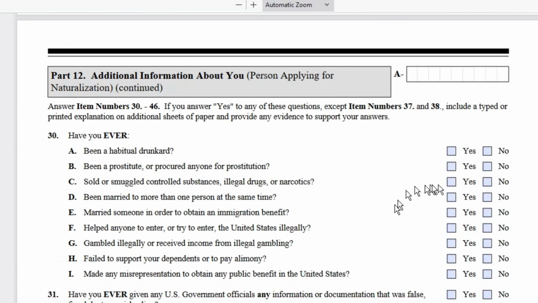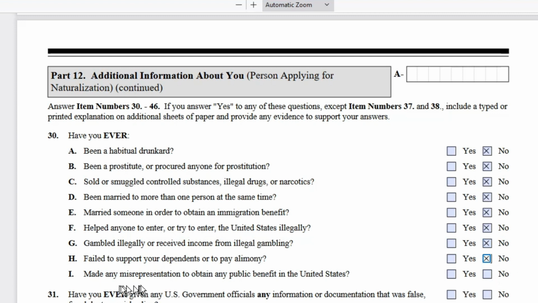Okay, then it asks you, have you been a habitual drunkard? You better not. Been a prostitute? Smuggled goods or illegal drugs? No. Been married to more than one person? Polygamy is not allowed. Married in order to obtain immigration benefits? No, hopefully not. Helped to enter the United States illegally? No. You didn't smuggle any alien. Gambled illegally? Failed to support alimony? If you don't pay your alimony, that can be a problem.